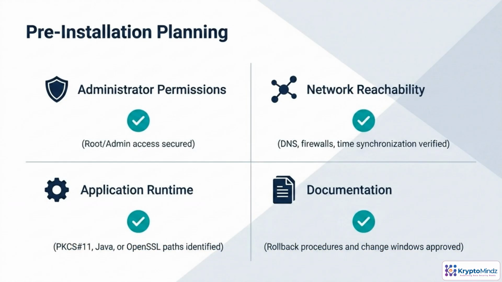Before running any installer, pause for a quick pre-check. Confirm you have administrator or root access. Without it, services may not install or start correctly. Verify that the HSM is reachable. DNS resolves, routes exist, firewalls allow traffic, and clocks are synchronized. Decide which interfaces your applications will use, such as PKCS#11, Java, or OpenSSL. Finally, define install paths, maintenance windows, and a clear rollback plan in case something goes wrong.